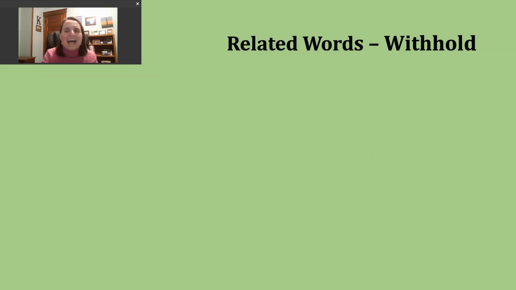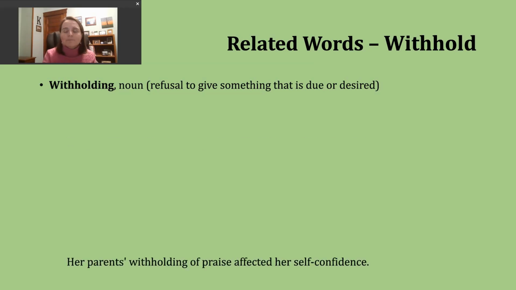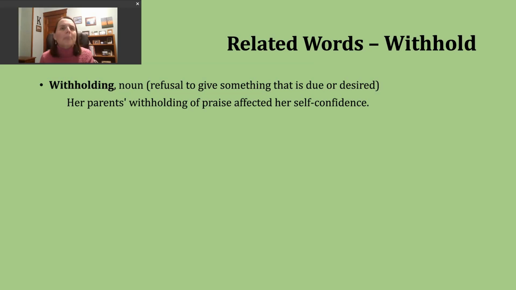Now we'll move on and we'll talk about some words that are related to our verb withhold. The first word we'll discuss is just the noun form of this word, withholding. Okay, so this is the same spelling as our progressive form. This is many times used as a gerund. This is the refusal to give something that is either due or desired. An example of this: her parents' withholding of praise affected her self-confidence.